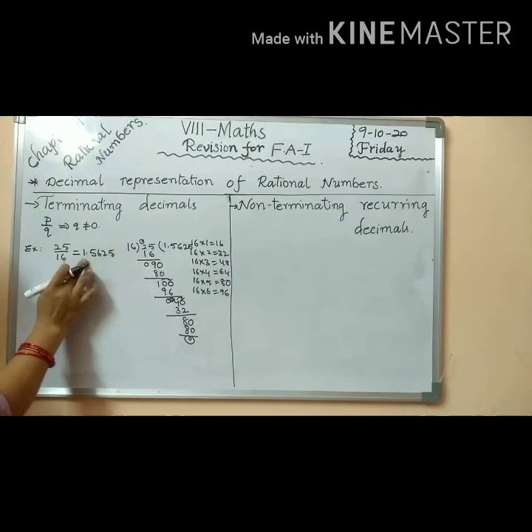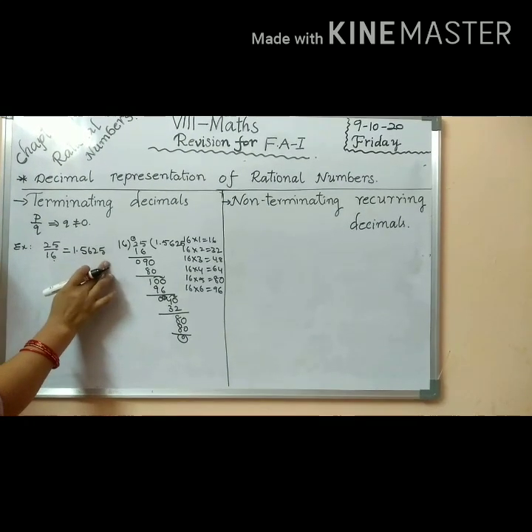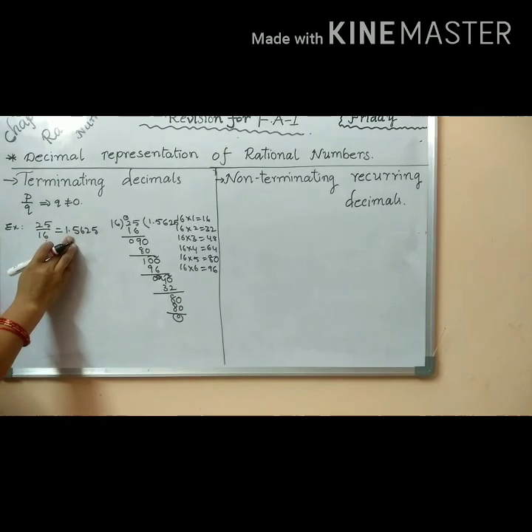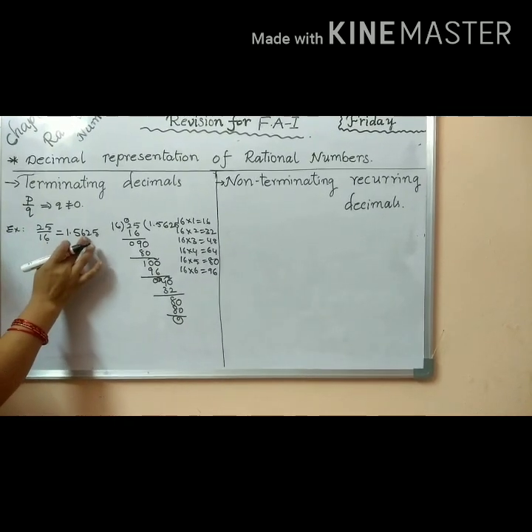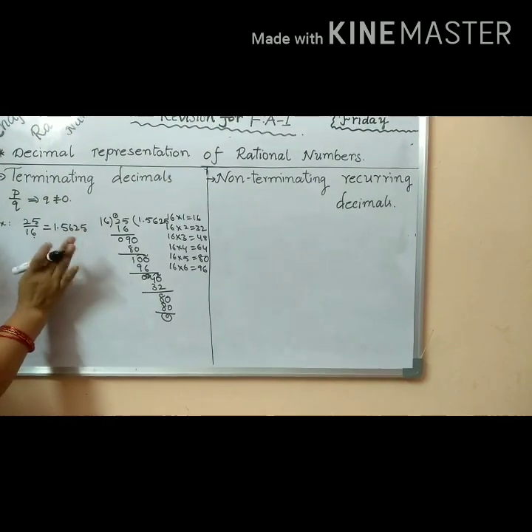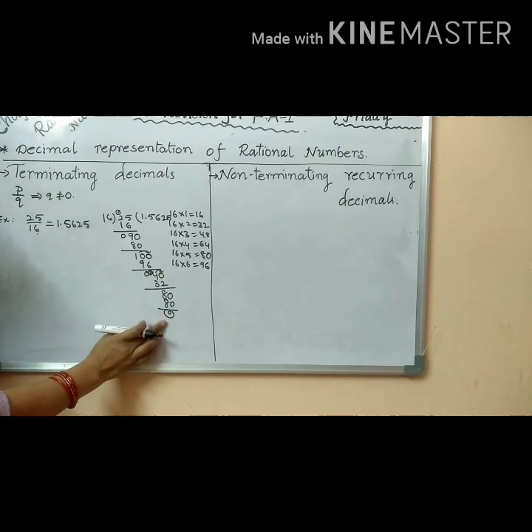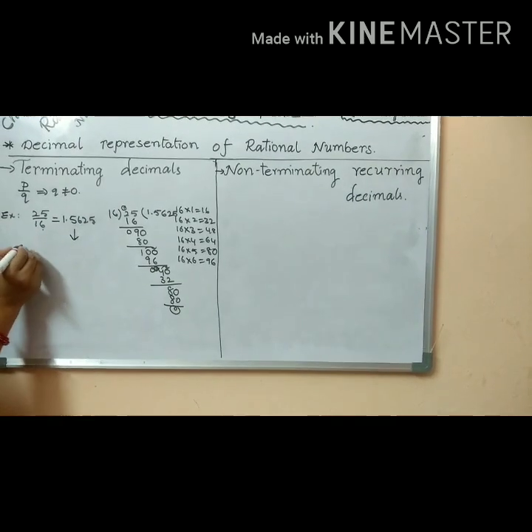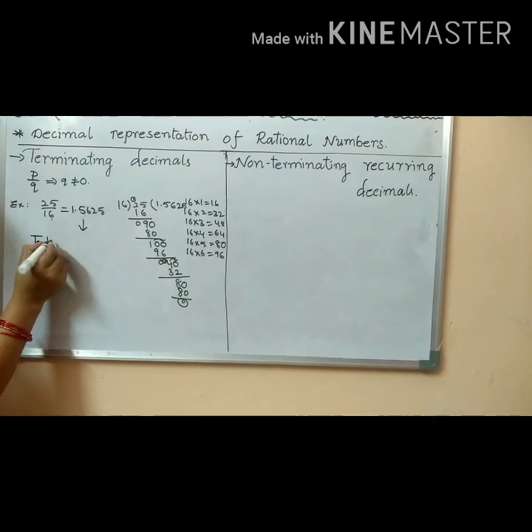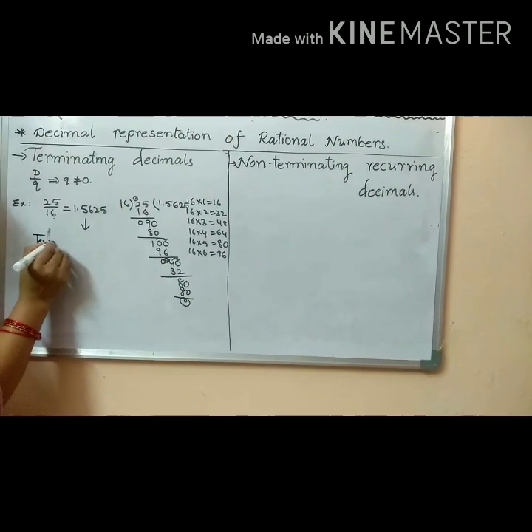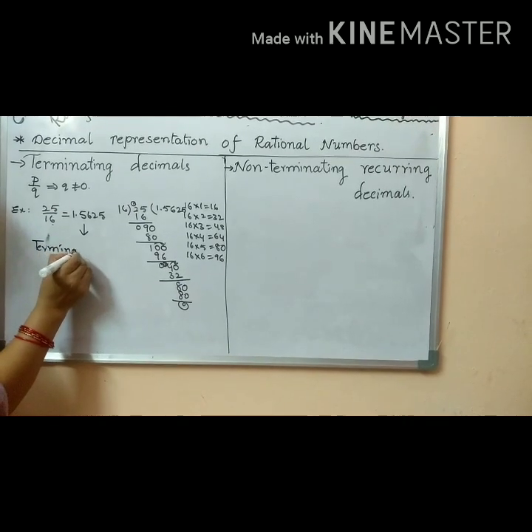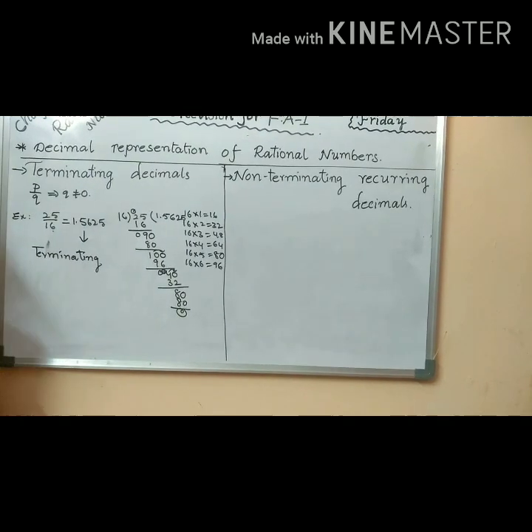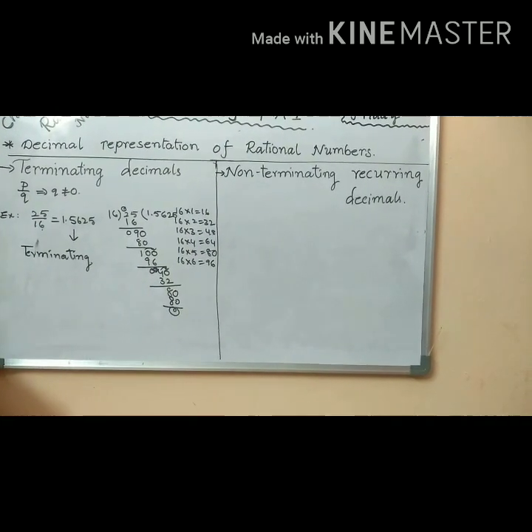So in 1.5625, after the point the numbers are 5, 6, 2, 5. Okay, enough. Because the remainder here is 0, this type of decimals is called terminating decimals. Did you understand? Okay children.